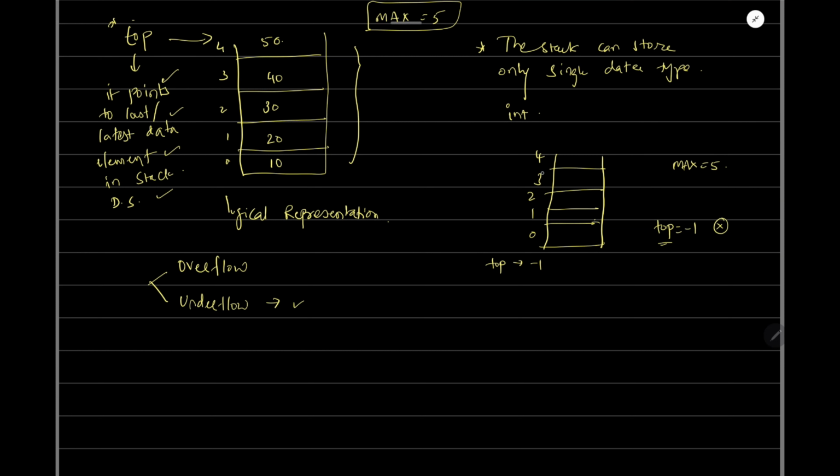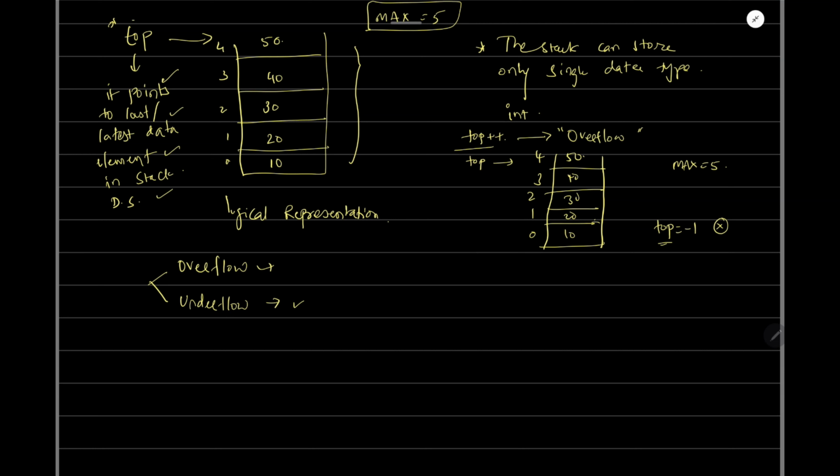And what is the overflow condition? It means all the elements are filled in the stack, let's say 10, 20, 30, 40, 50. So now the stack is full. Actually, the stack currently is pointed to the fourth index. If we want to increment the stack further, it will be pointing here, which we generally call an overflow condition.